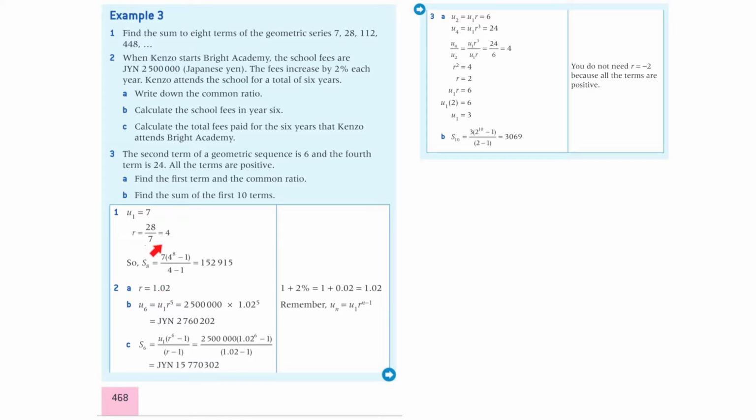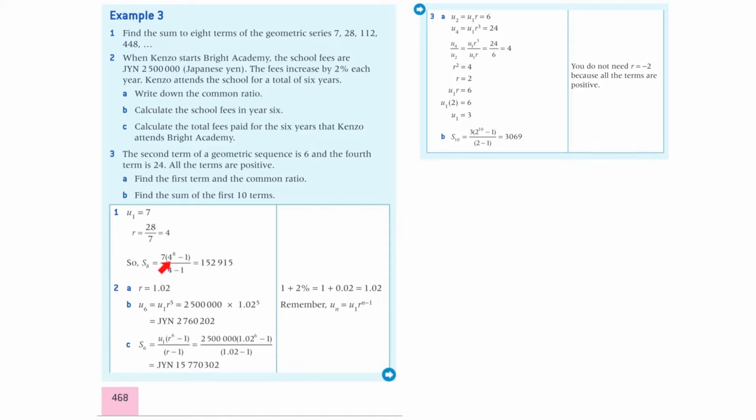Now we're going to use a formula here. The formula is S_n is equal to U1 times (R to the n minus 1) divided by (R minus 1). And so U1 is 7, R is 4, n is 8, because it says the sum to 8 terms. So we're adding up term 1, term 2, term 3, all the way up to term 8. We're adding them all together this time. And it's a big number, obviously.